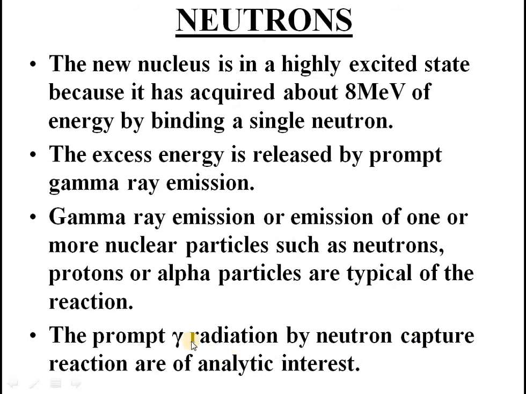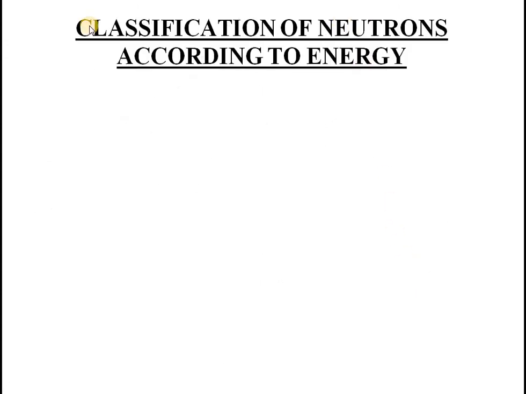Anyway, prompt gamma ray emission by neutron capture is of analytic interest. It is of most interest in our context. There may be emission of protons, alpha particles or beta particles, but those things are not our concern. So here are a few remarks about the neutrons.